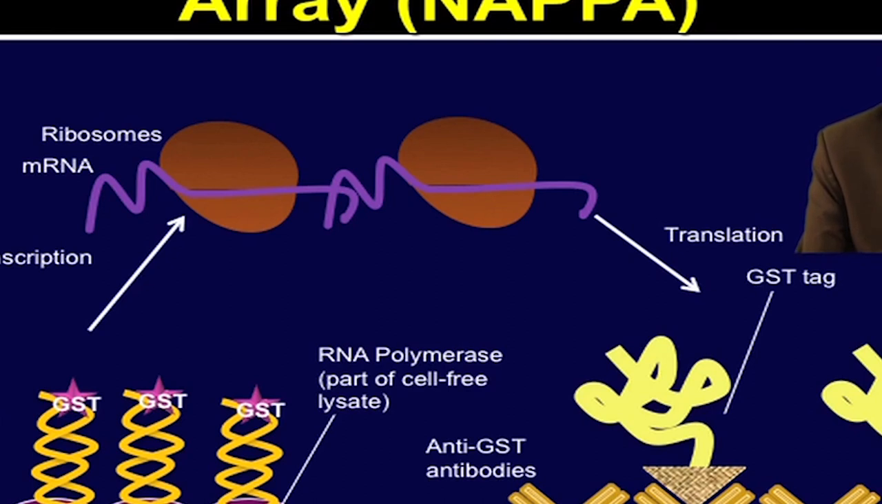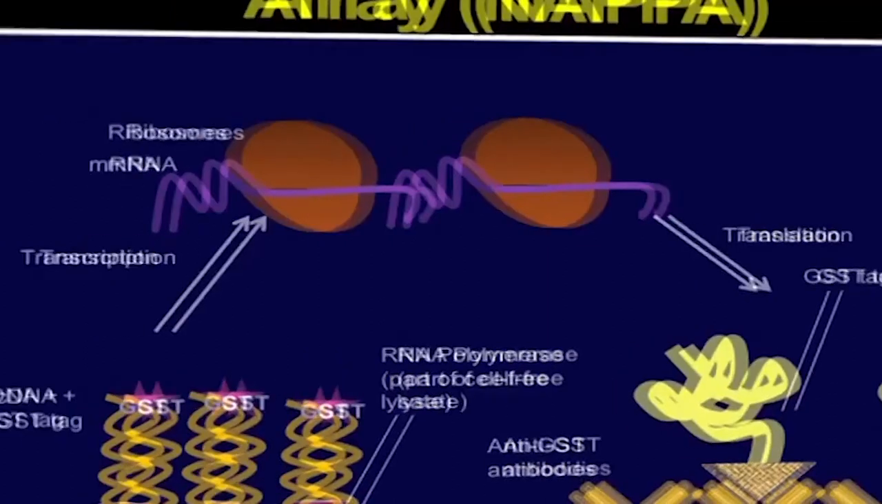So, the first step, as you can see in the slide, is the transcription and translation on ribosomes, with mRNA followed by translation to synthesize the proteins. These proteins contain GST tags because each of the cDNA clones possesses a GST tag. The capture antibody, which is immobilized on the chip surface, is anti-GST antibody. So, now these proteins will go and adhere to these anti-GST antibodies very specifically.